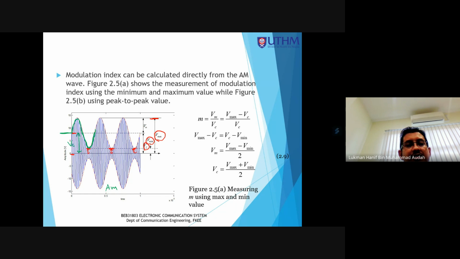And what about the Vm? The Vm is the distance from the peak until the center of the envelope. So this is Vm. This is also Vm at the lower side.